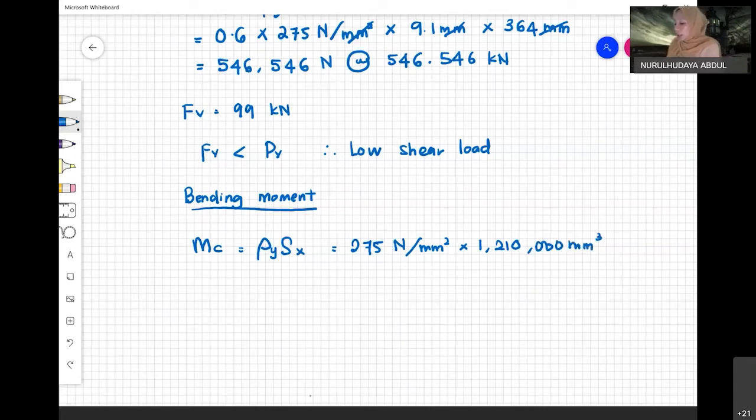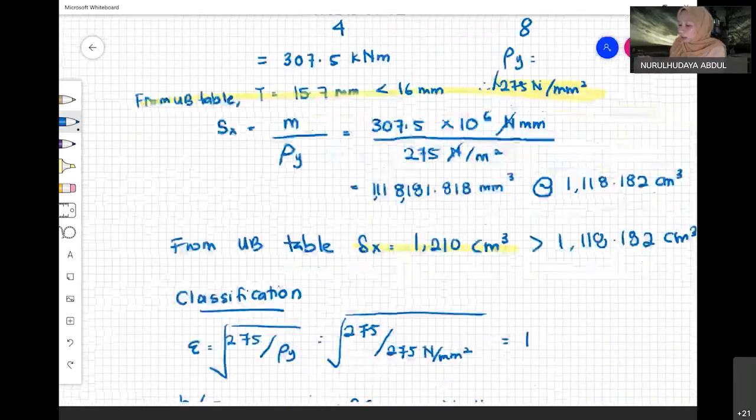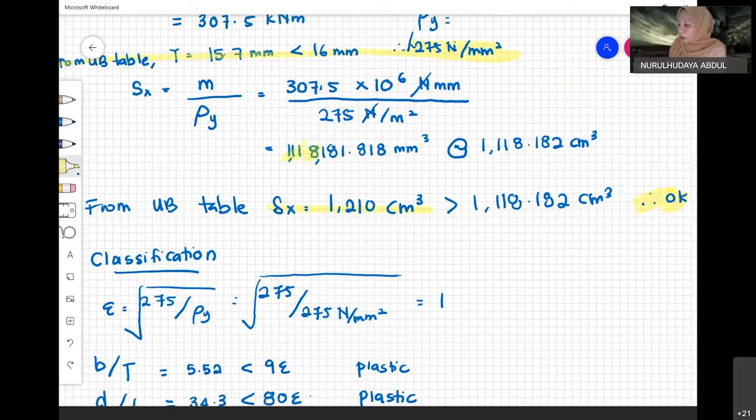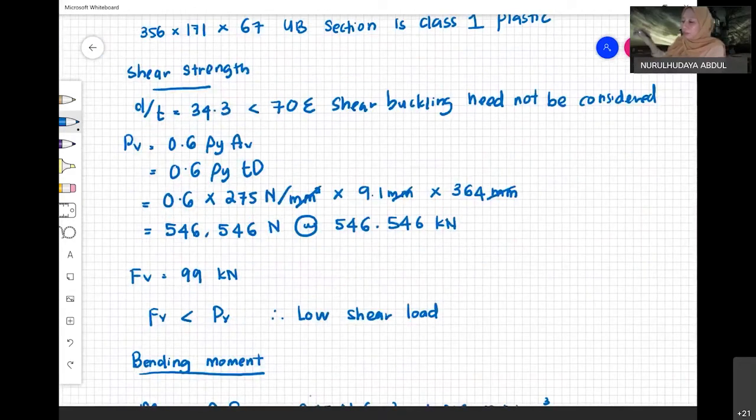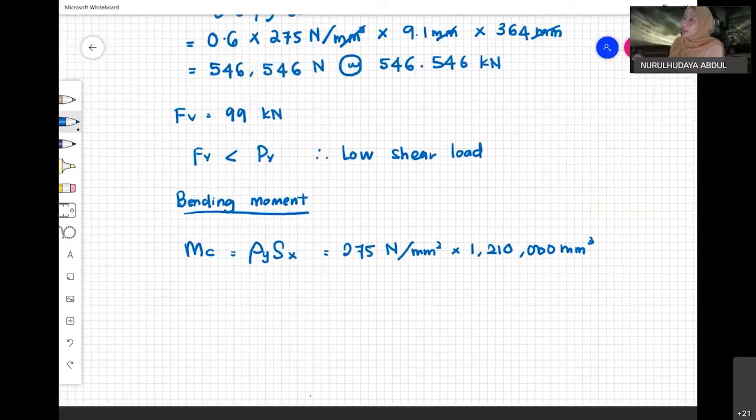I remind you again about this; you have to be very careful. You take this 1210 from the properties of the section in the table. Don't take this value, this value is not it. This one is from the loading. Now we are calculating capacity, meaning the moment capacity of the beam, the beam's capacity to resist moment. So its properties all come from the table.